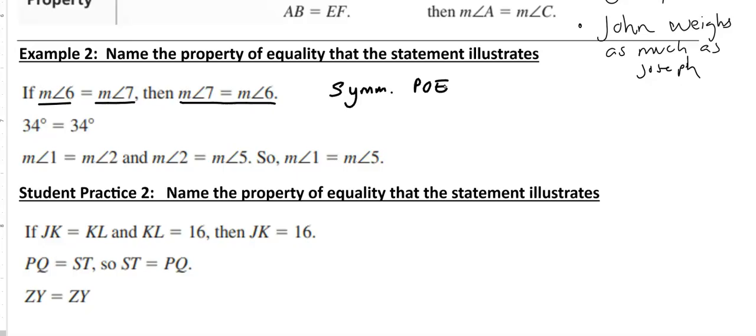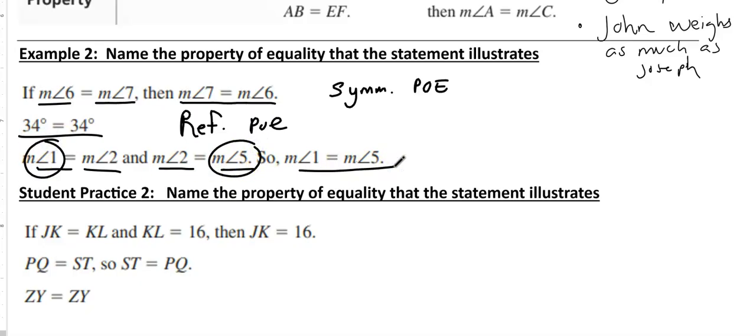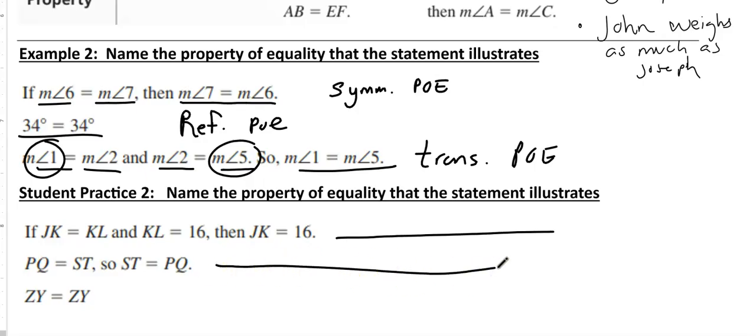Let's take a look at another one. We have 34 is equal to itself. That's which one? That's the reflexive property of equality. All right, let's look at this last one here. 1 is equal to 2. 2 is equal to 5. So 1 is equal to 5. That's the transitive property of equality. Okay, I'd like you guys to label these three for me. Tell me what properties those are, and I'll ask you what you got in just a second.